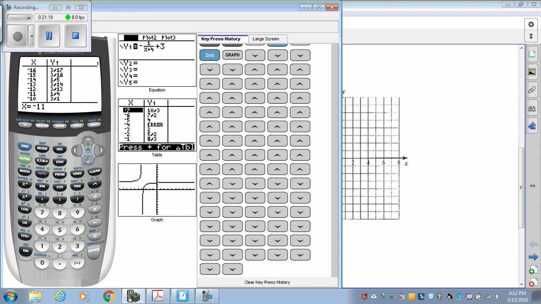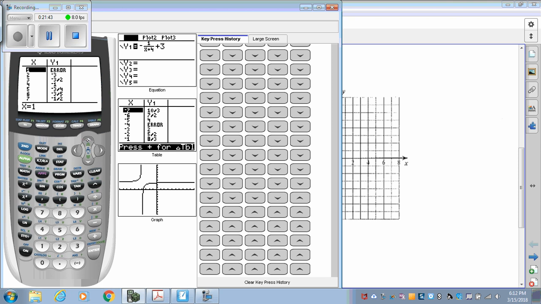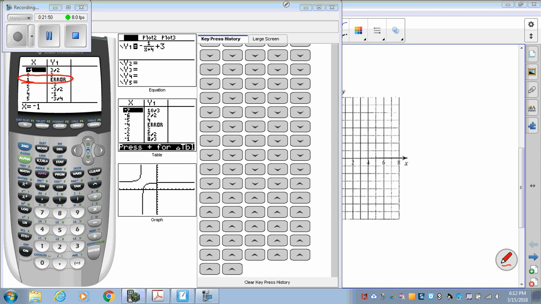what was my vertical asymptote? 1, right? So as I approach 1, there's where my error is. I get to 1, right? There's the error. That's where I'm trying to divide by 0. So this tells you where your asymptote is, when x equals 1. There's an error because we're trying to divide by 0.